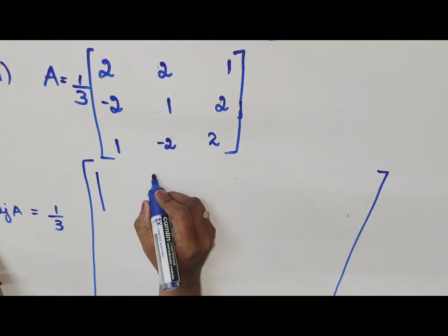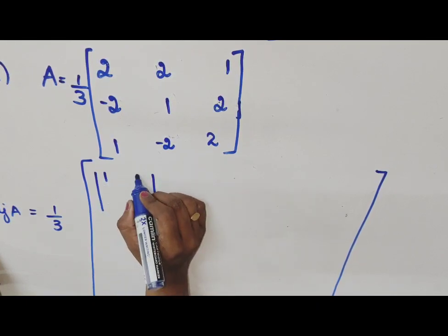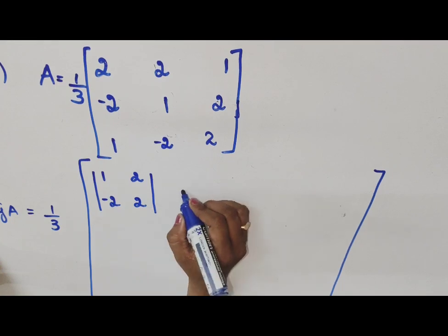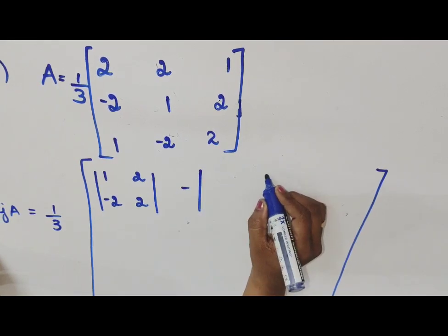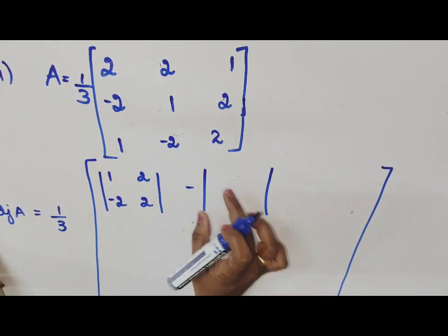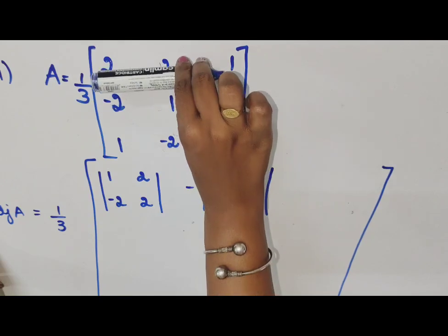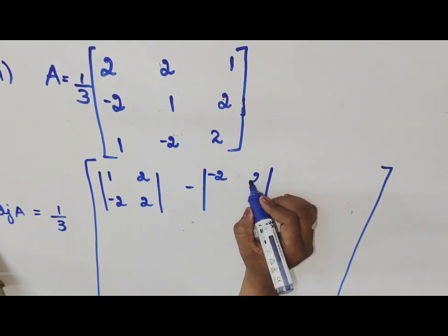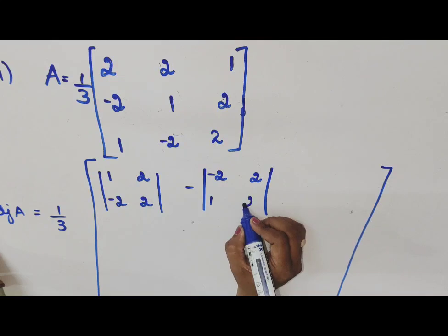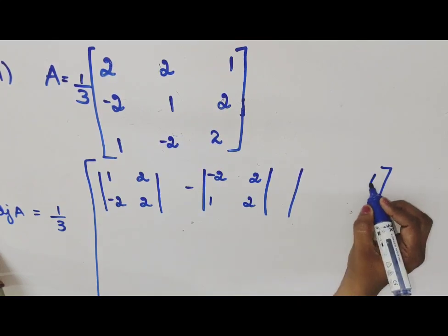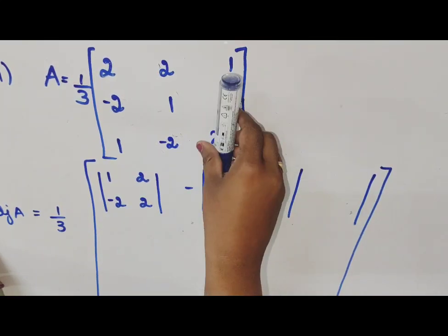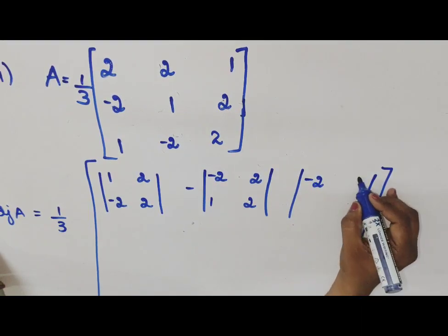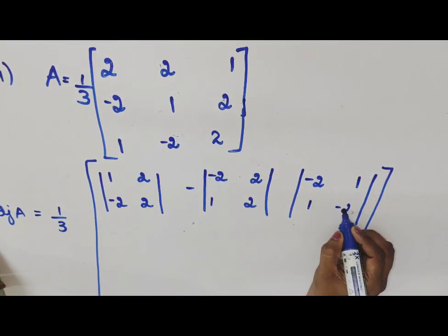My minor would be 1 2 minus 2 2. Alternatively we have to put minus, so minus. Now we have to write the minor for this term 2. We have to omit this row, this column. My matrix would be minus 2 2 1 2. And for the third term we have to write the minor. We have to omit this column and this row. It would be minus 2 1 1 minus 2.